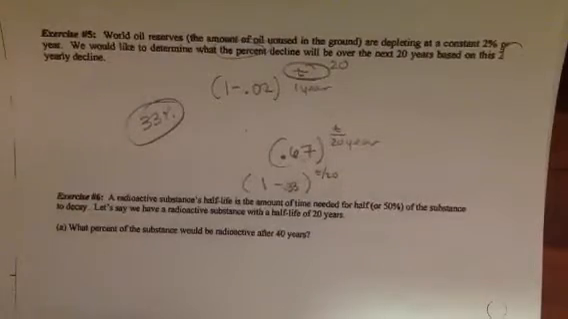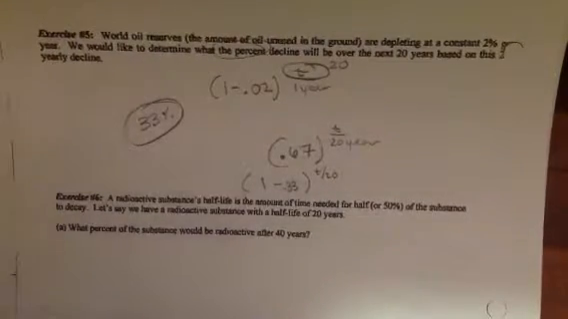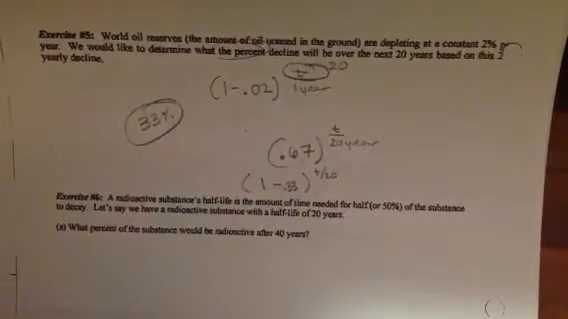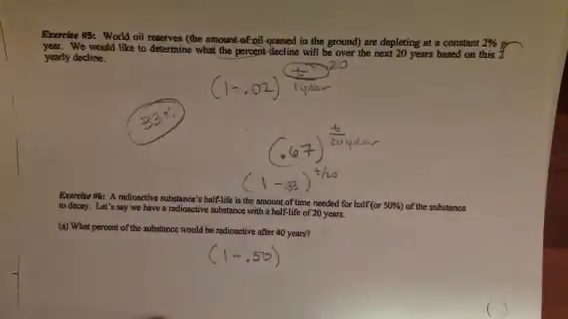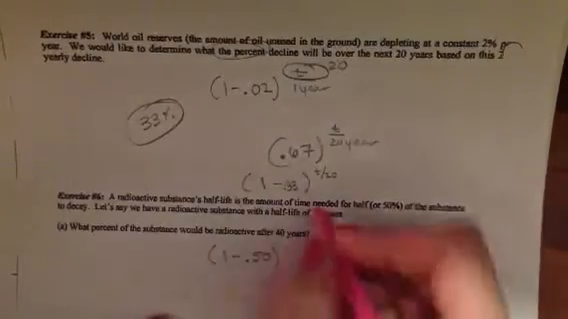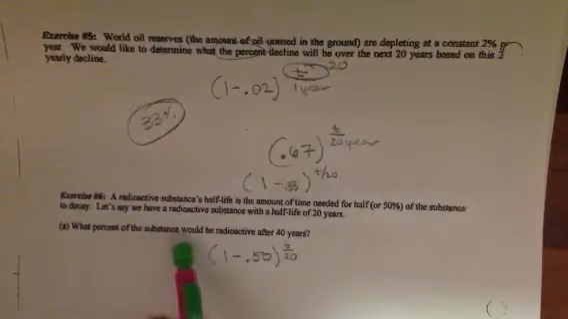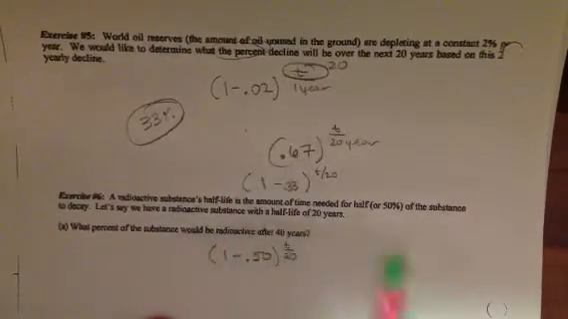All right, half-life. I'm not sure if you've done half-life in science, but it's the amount of time it takes for only half of something to be remaining. So let's say we have a radioactive substance with a half-life of 20 years. What that means is it's losing 50% of its quantity every 20 years. So this question is, what is the percent of the substance that would be left after 40 years? You would just plug in a 40.